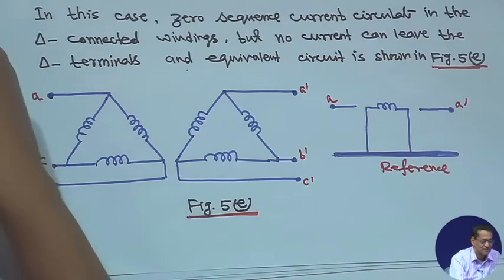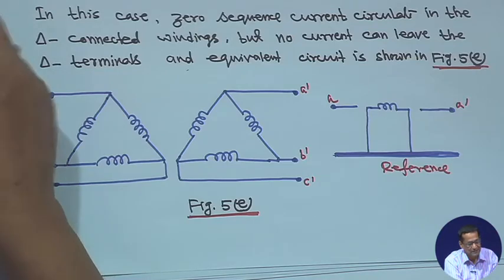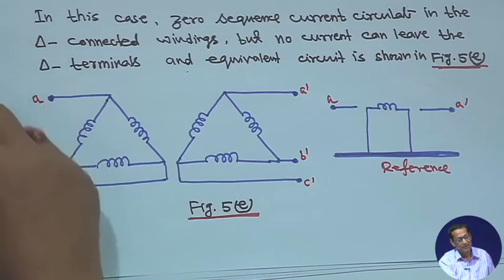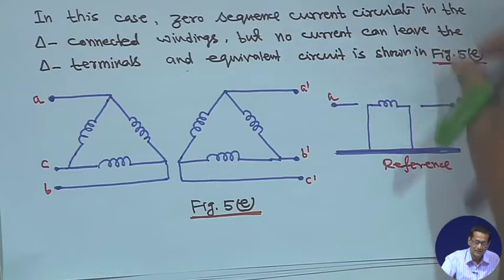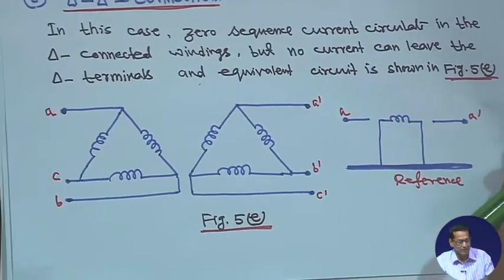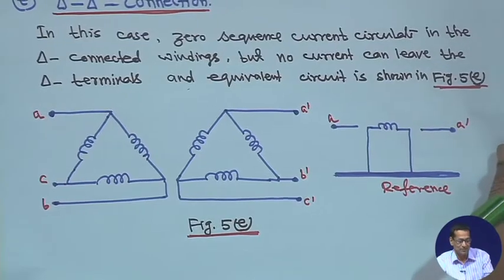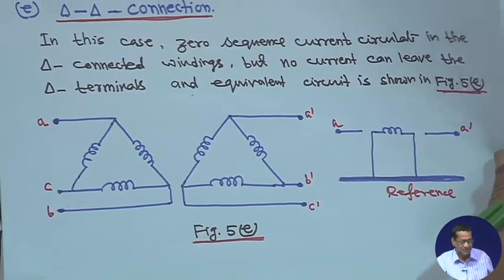So, that means whatever we have said, the symmetrical components, positive, negative and zero sequence, all these things more or less we have discussed, nothing has been left out actually. Now, let us take an example.